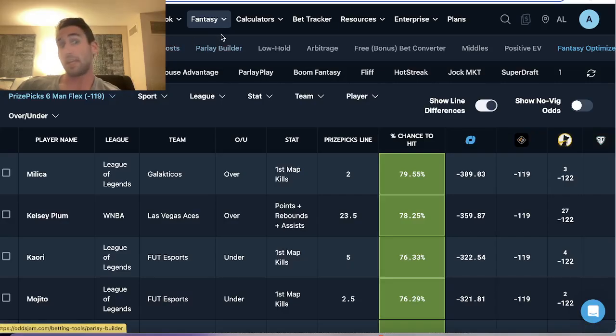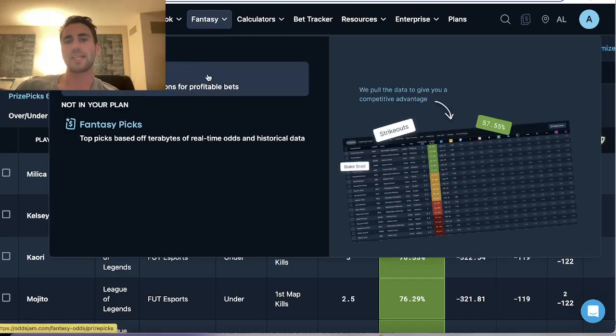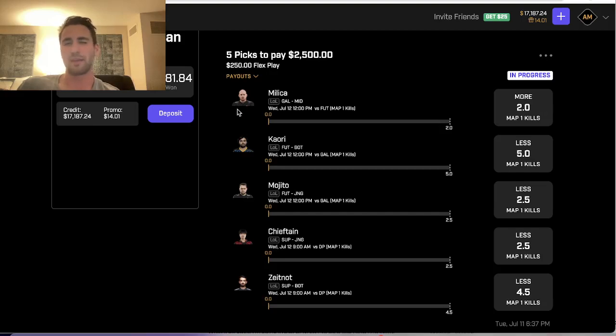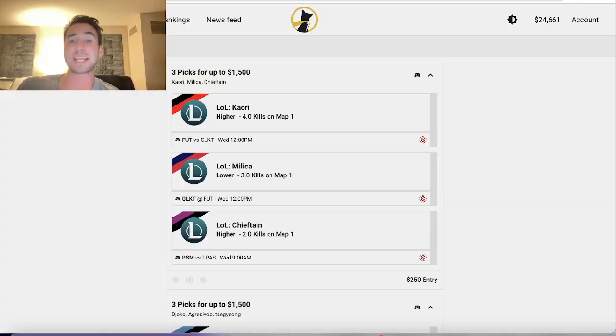So all I used was the OddsJam Fantasy Optimizer. And some people would be like, you don't know anything about esports. Malika's going to go over, or Malika's going to go under. He doesn't stand a chance. But the great thing about following the data and finding middle bets is you don't need to have an opinion, right? Like, we found a massive line discrepancy, 2 versus 3.